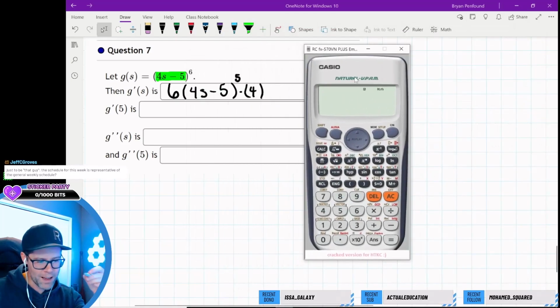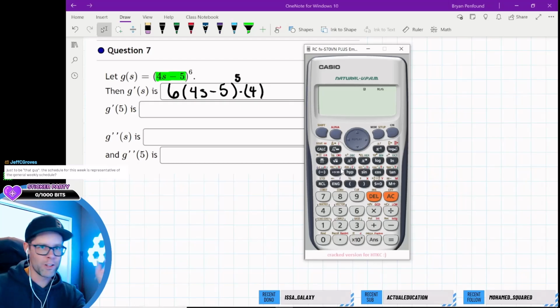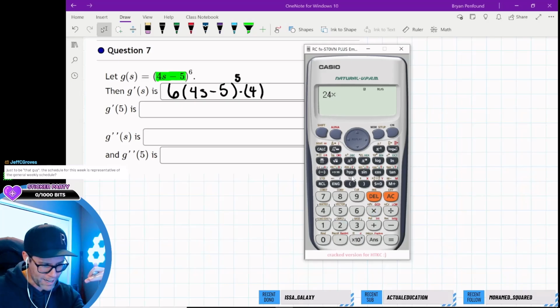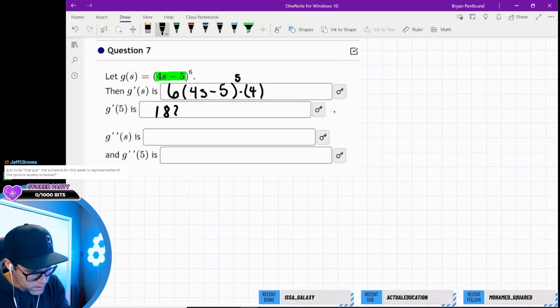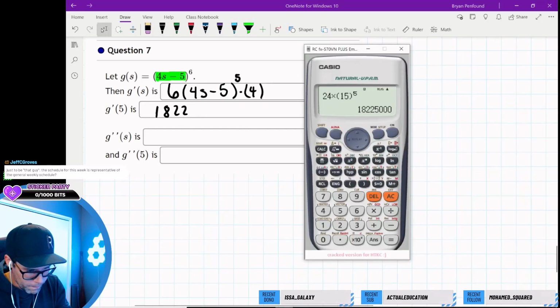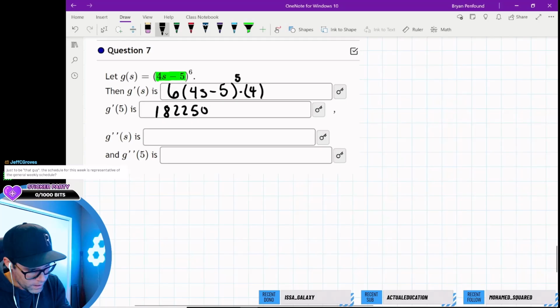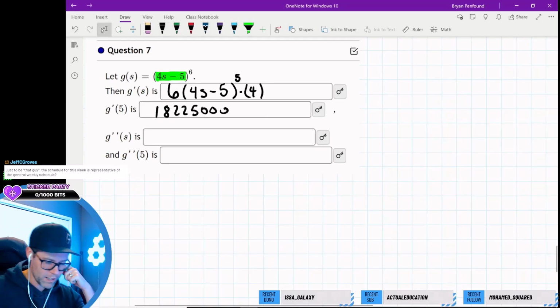I can't hover my pen over the calculator for some reason, otherwise the calculator just breaks. So let's try to grab that answer again. So this is 20, this is 15 to the power of 5. So it's 1822,5000. So it's a pretty big number.